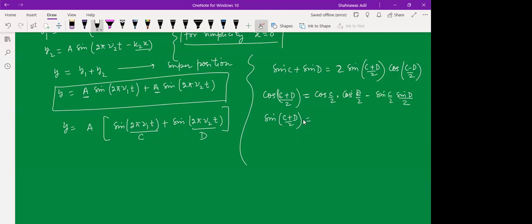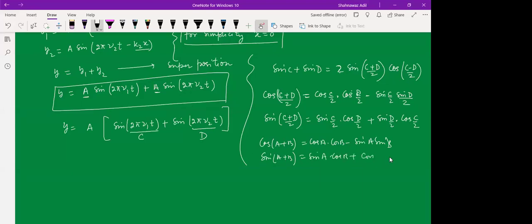This would be sine of C by 2 into cos of D by 2 plus sine of D by 2 and cos of C by 2, right? Because cos A plus B is cos A into cos B minus sine A into sine B. Similarly, sine A plus B is sine A cos B plus cos A sine B. Right? So remembering these things, we can get the result.